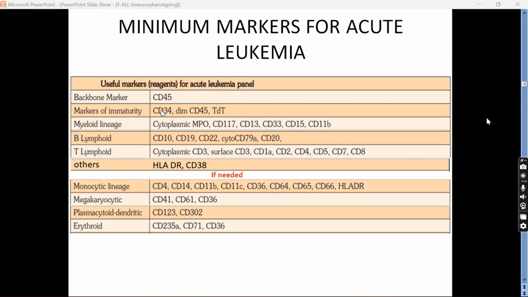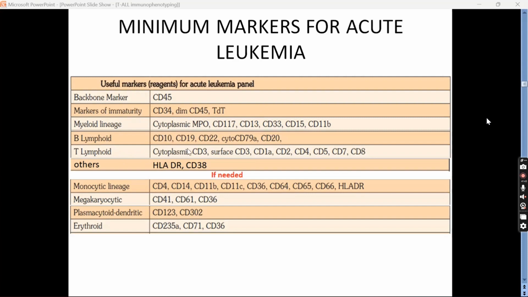That will help you locate the population across all the tubes. Say you have located a population in the first tube and you want to see it in the second tube, you can use that backbone marker to locate that population. So it is a marker present across all the tubes. Then you have markers of immaturity: CD34, dim CD45, TdT. If it is T lymphoid, you need to have CD1A. CD10 may again be seen in T lymphoid, but more likely and more intense in pre-B ALLs.